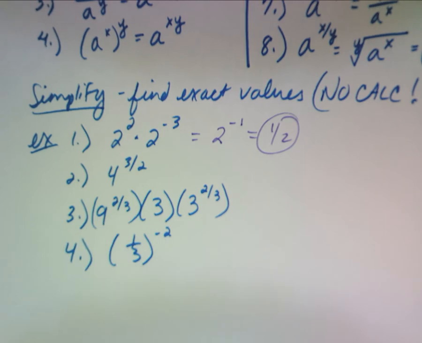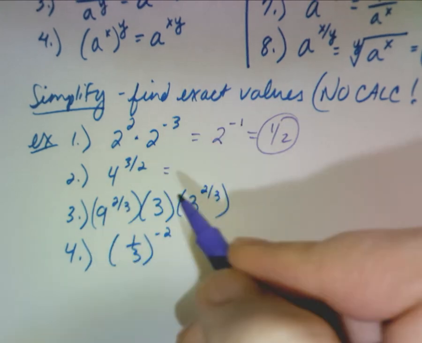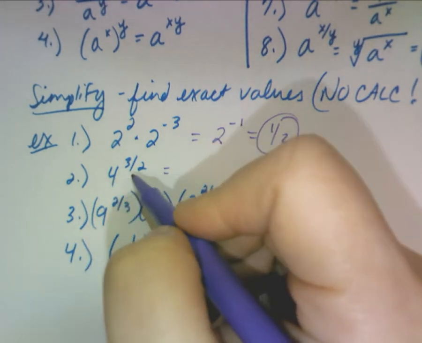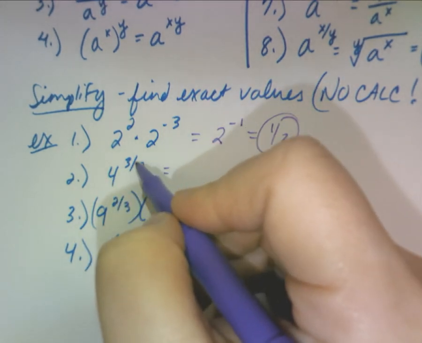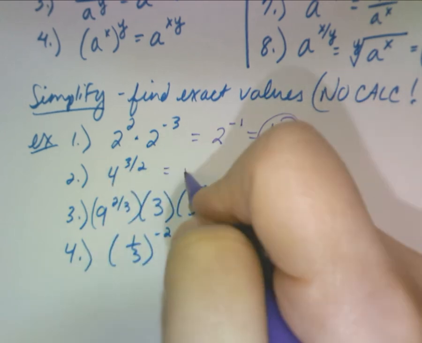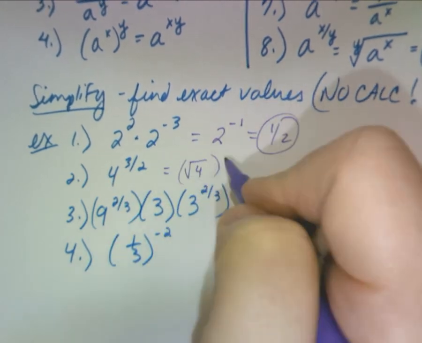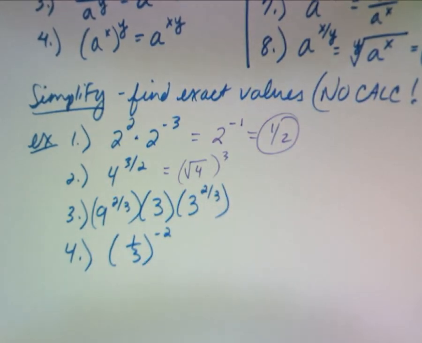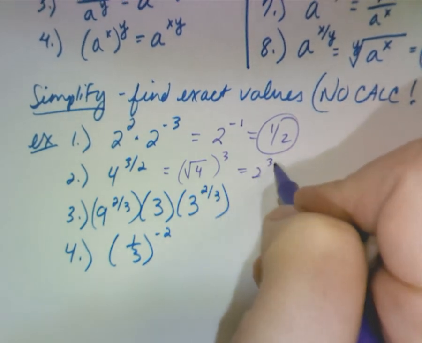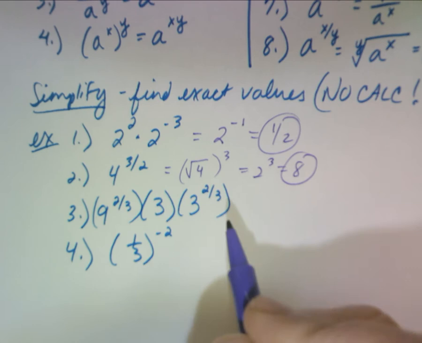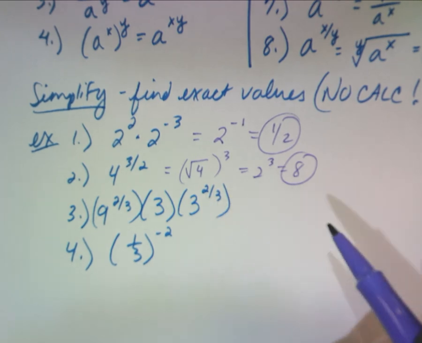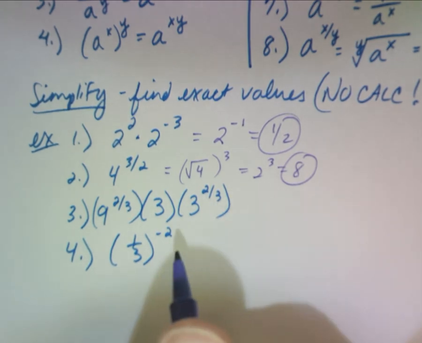What is 4 to the 3/2 without a calculator? What is that the same as saying? It would be, again, square root of 4. So the square root of 4, and then I would raise that to a third, because you can take the square root of 4. What is the square root of 4? What is 2 to the 3rd?